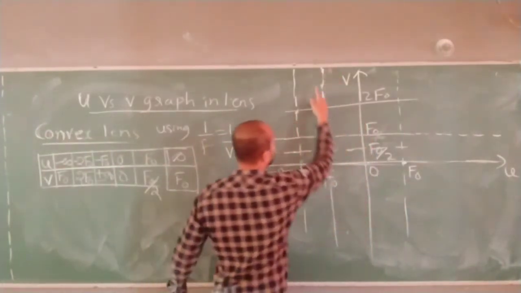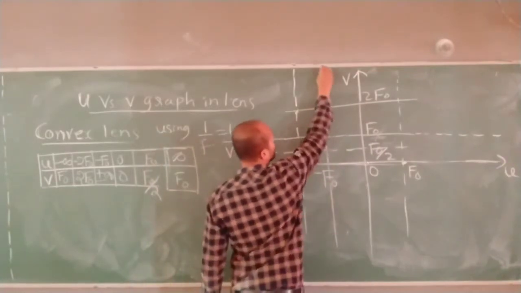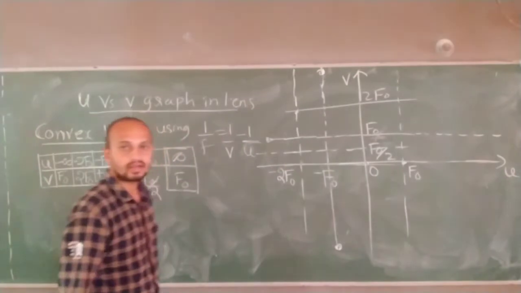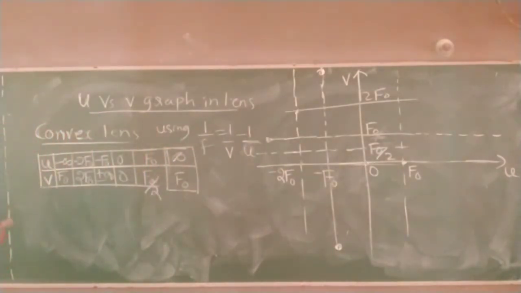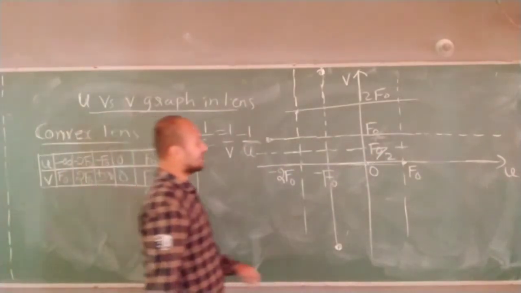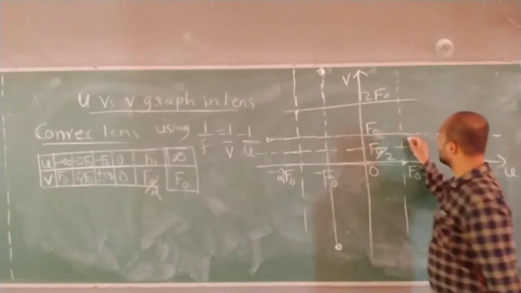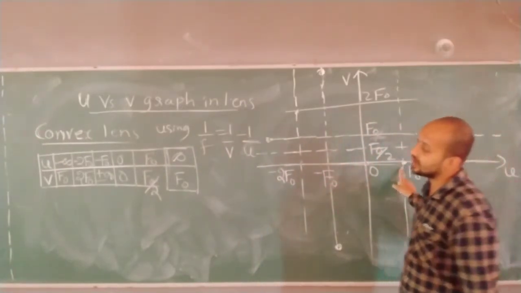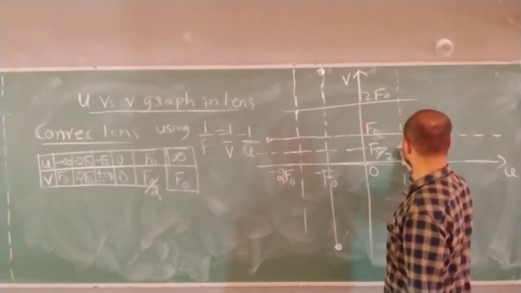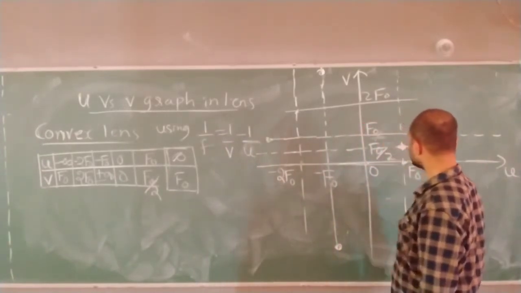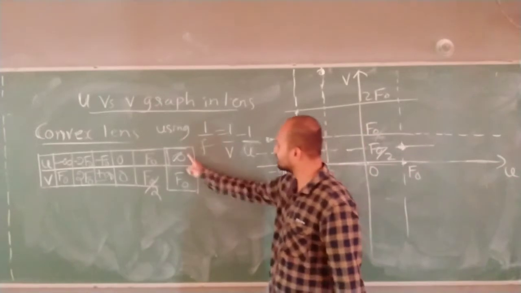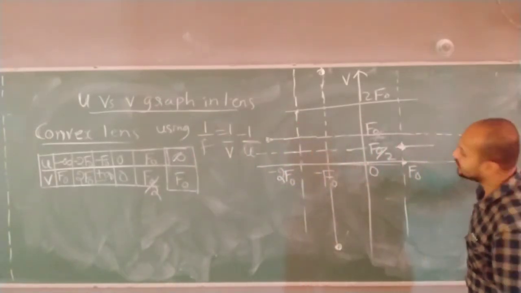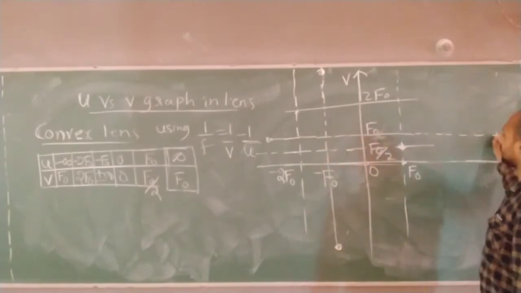Plus or minus infinity means for minus f0, this is one point I will consider, object distance minus infinity here. When object is at f0, this is f0. Image is at where? f0 point. This is the point. Got it now? When object is at plus infinity, image is at f0. This is the point.